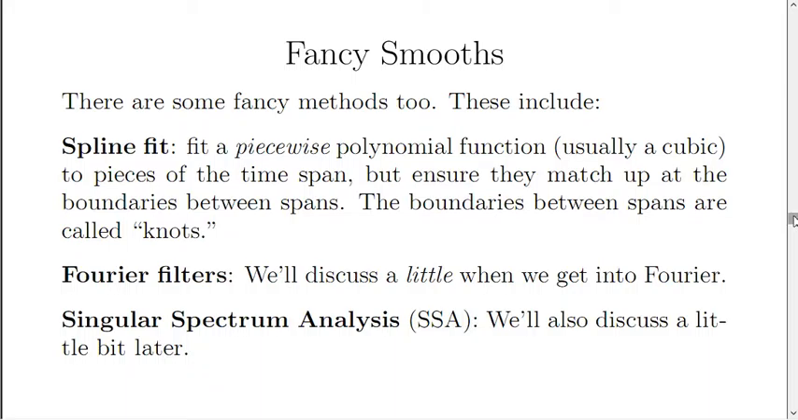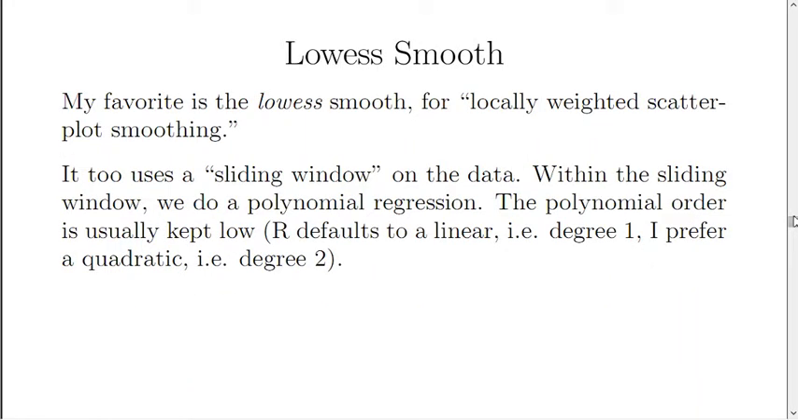But I'd like to focus on my favorite smoothing method. It's called a LOWESS smooth, which stands for locally weighted scatterplot smoothing. It too uses a sliding window on the data. Within the sliding window, what we do is a polynomial regression. Then we take the value of the polynomial fit we get at the moment we're interested in as the estimated smoothed value. The polynomial order is usually kept very low. In fact, our implementation of a LOWESS smooth defaults to a linear or degree 1 polynomial, but I prefer to use a quadratic or degree 2 polynomial.